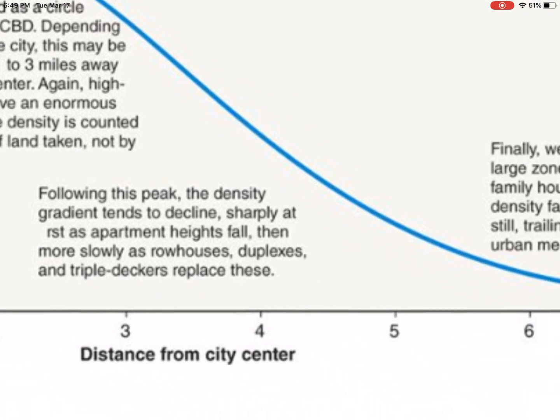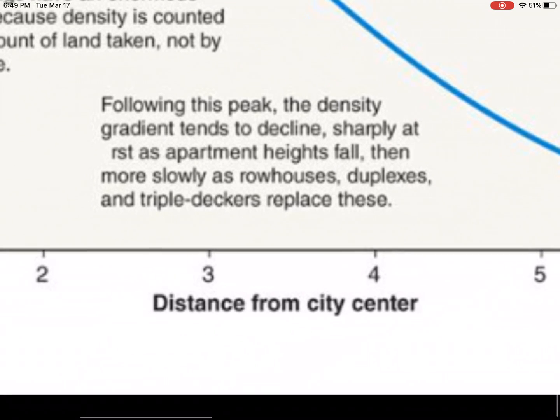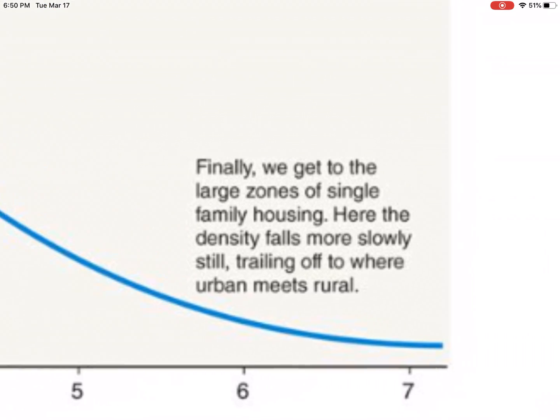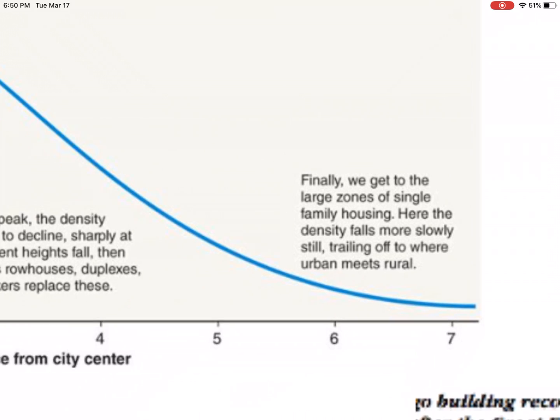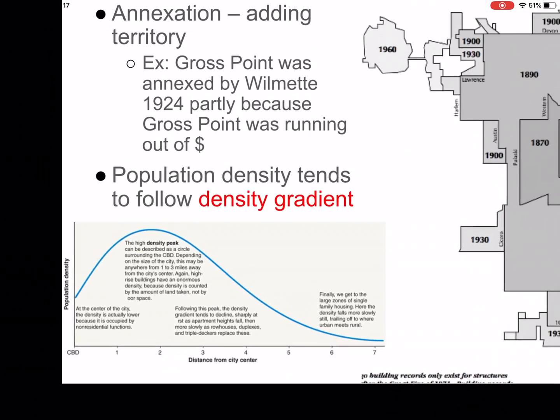And then as you get farther and farther out, you start seeing more 2 flats, 3 flats, in other words, duplexes or triple-decker homes or apartments. And then finally, as you get out to the suburbs or the edges of the city, you see more single-family homes. So the residential density gradient is a pretty logical flow, I would say.